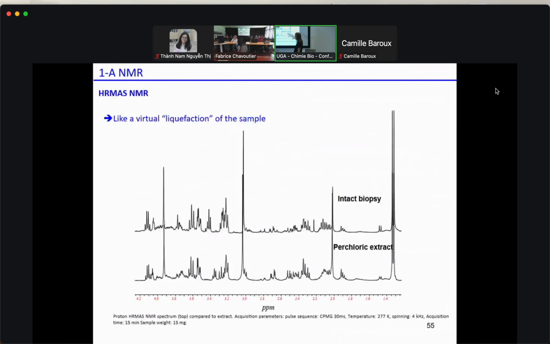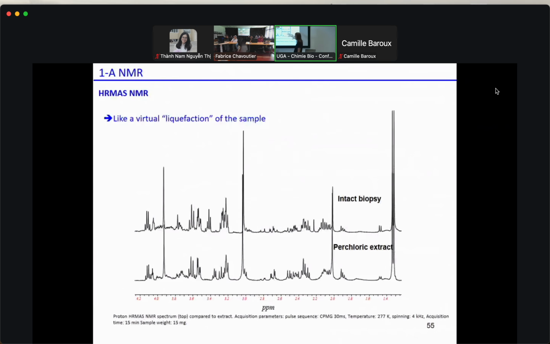This is very interesting. This is an extract of metabolites, so only the liquid extracted from brain. And this is the intact biopsy taken from brain, spinning at the magic angle. And you can see you have high resolution. This means that the peaks are very sharp, so we can identify all the metabolites which are present. While when you have this kind of spectrum, you cannot identify anything, so it's not useful at all for metabolomics.